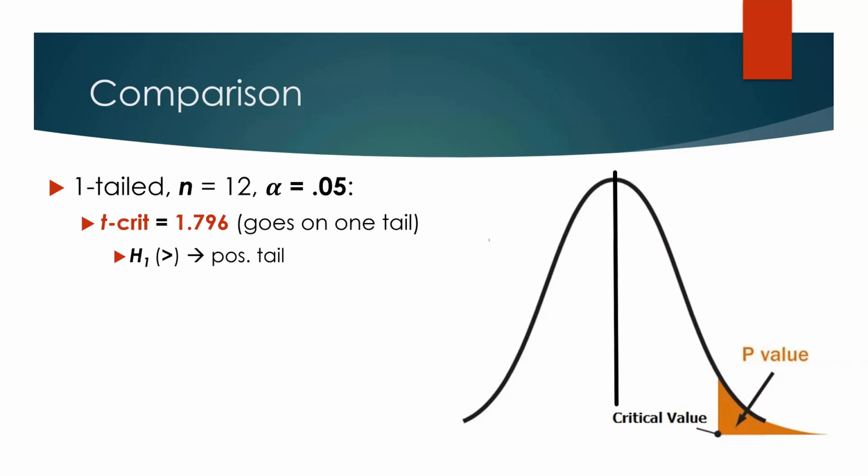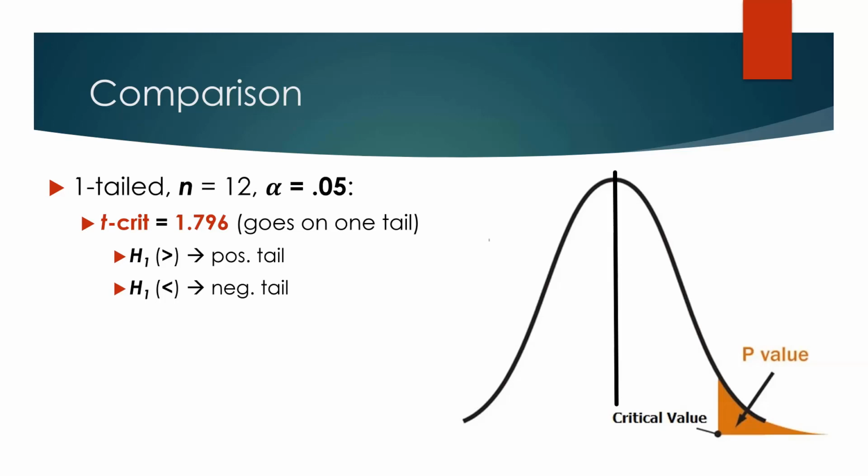Now, the table is not going to show you if it's positive or negative. It's just going to show you the positive. So how do you know if the t-crit goes on the positive tail or the negative tail? You have to look back at your alternative hypothesis to determine this. If the alternative hypothesis specifies greater than or higher than, you would put the crit on the positive side. If the alternative specifies lower than or less than, then you would put it on the negative tail.